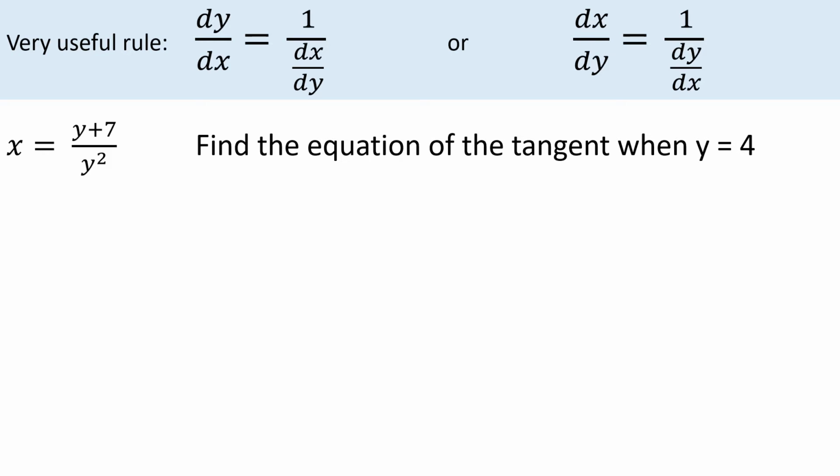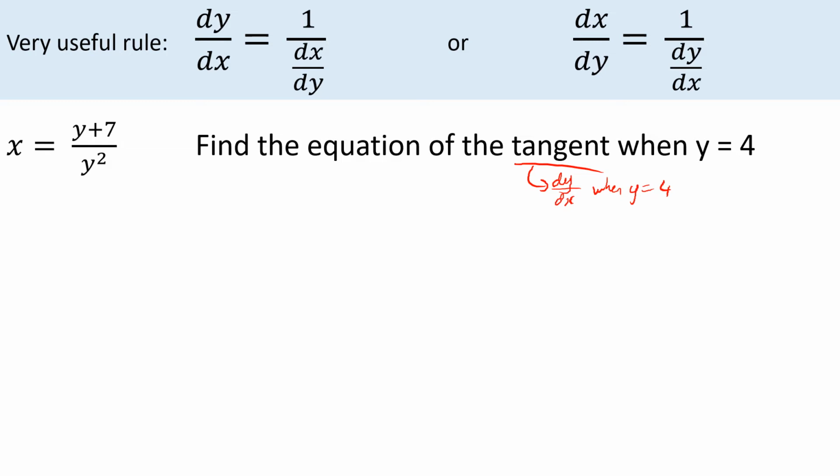So here's a standard exam question. We've got x equals (y plus 7) over y squared. We want the equation of the tangent when y equals 4. Now if we want to find an equation of a tangent, we need to find dy/dx when y equals 4, because that's going to be our gradient. But we can't find dy/dx because this is an x equals equation and it can't be easily rearranged. So instead, we have to find dx/dy.